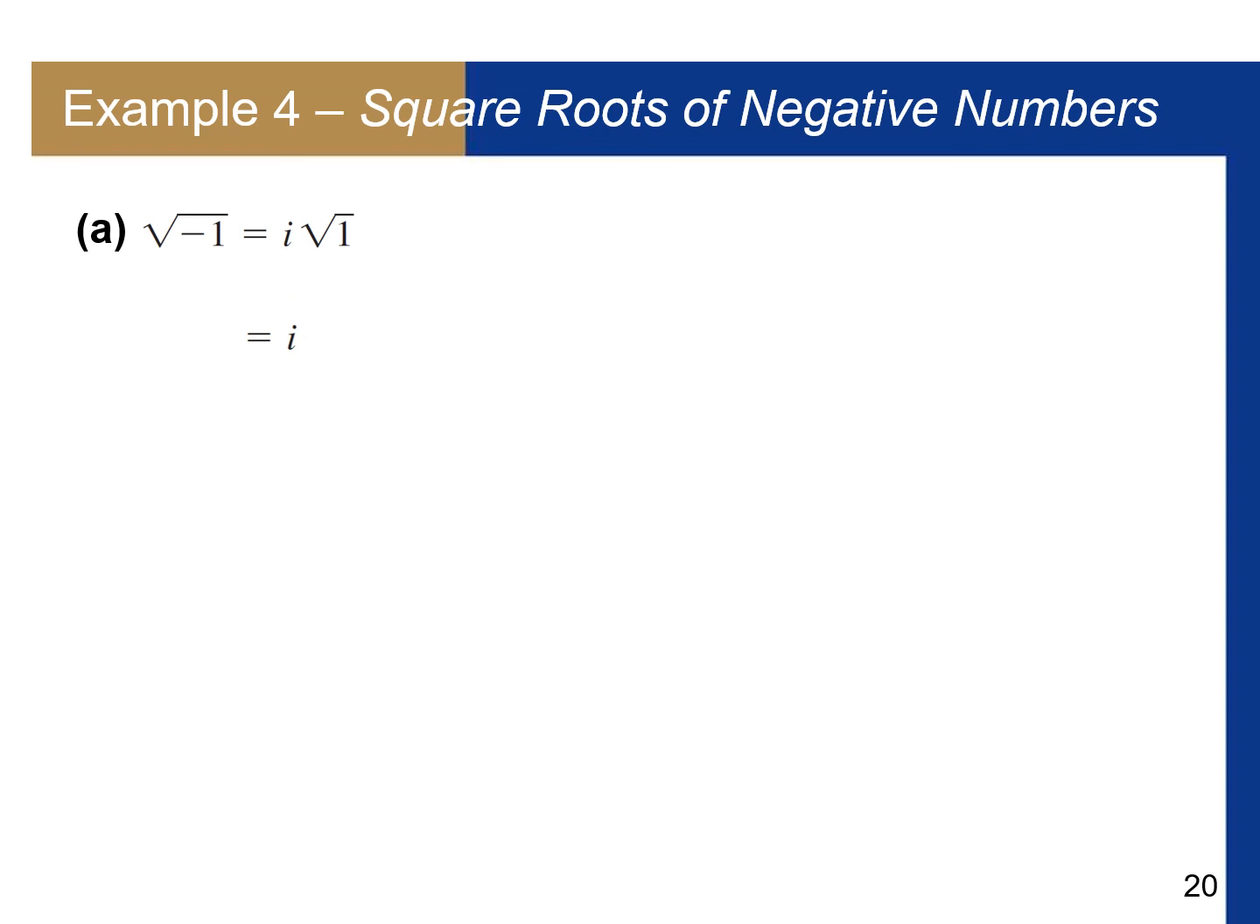The square root of negative 1 is i, so it's just i. If I take the i out from under the square root of negative 16, I will have i times the square root of 16. The square root of 16 is 4. If I take it out from the square root of negative 3, I will have i square root of 3.